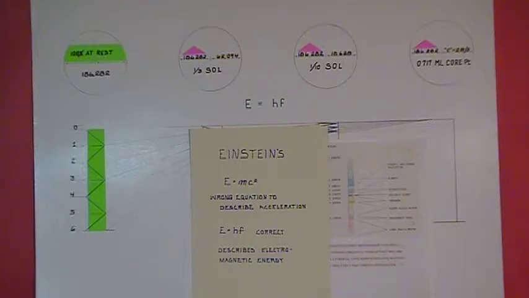The next problem we find is with E equals mc² in the acceleration of mass. E equals mc² does not describe mass acceleration. It describes the construction of mass. The equation that should have been used in the acceleration of mass, the energy value, should have been E equals hf. This describes electromagnetic energy. And why is that important?